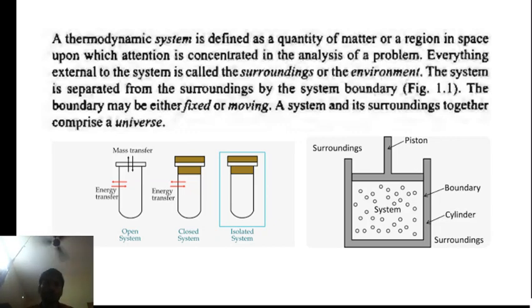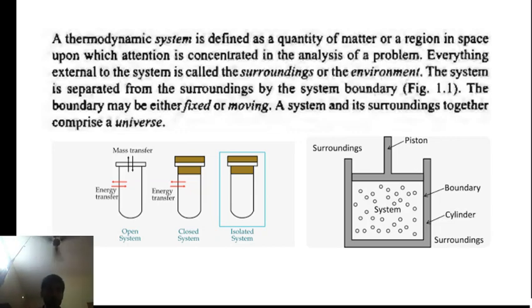So first of all, the definition: the thermodynamic system is defined as a quantity of matter or a region in space upon which attention is concentrated in the analysis of a problem. The surrounding is everything external to the system. It's called the surroundings or the environment. Now the system and surrounding are clear to you.